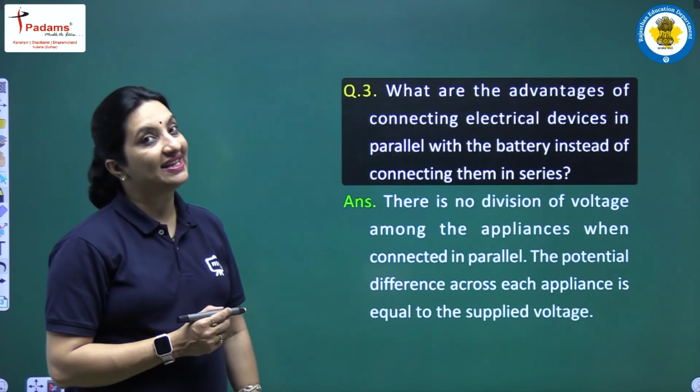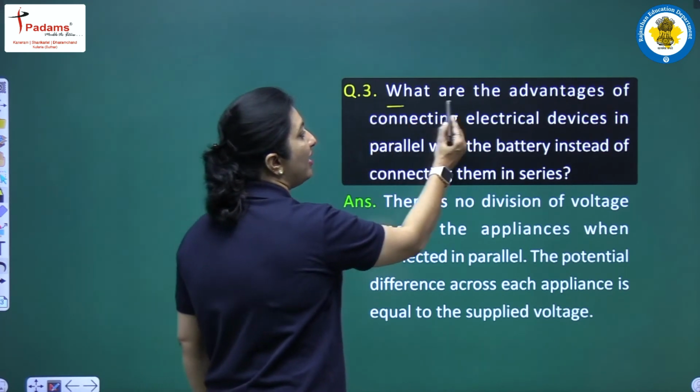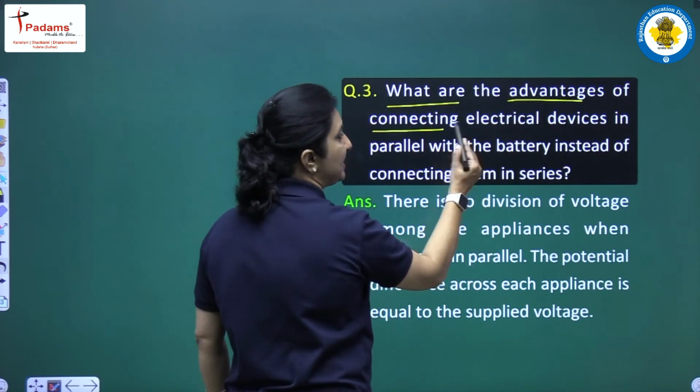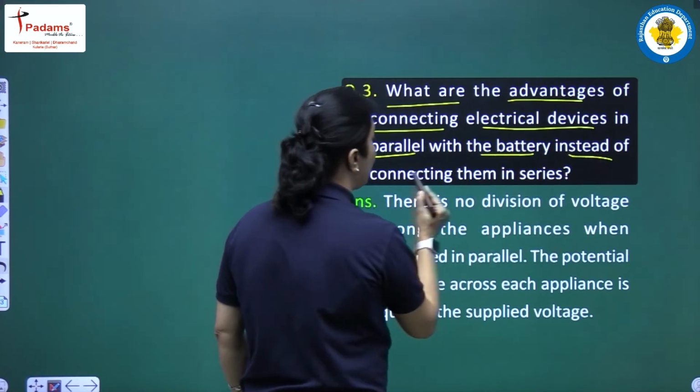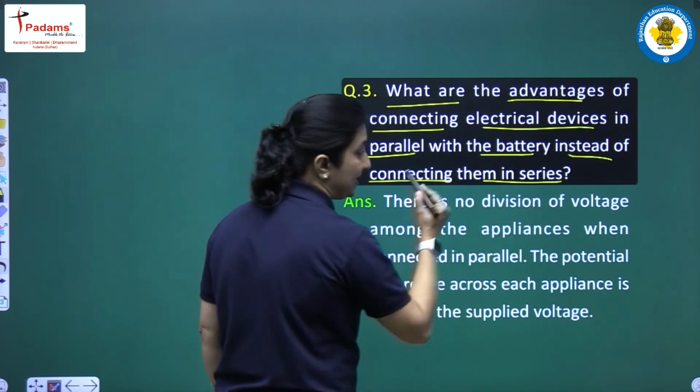Now let's see the next problem. What are the advantages of connecting electrical devices in parallel with the battery instead of connecting them in series?